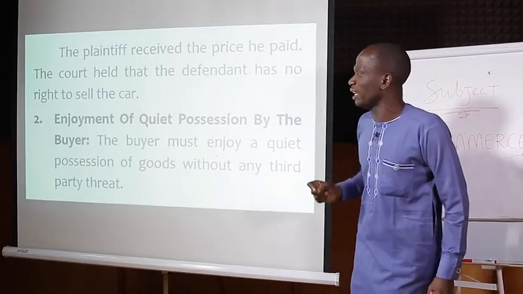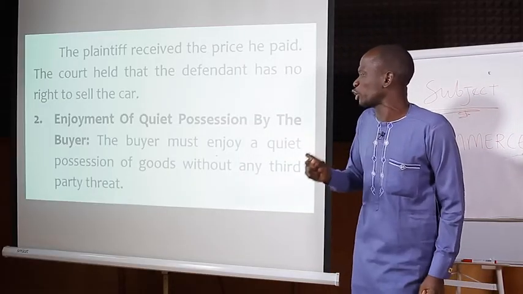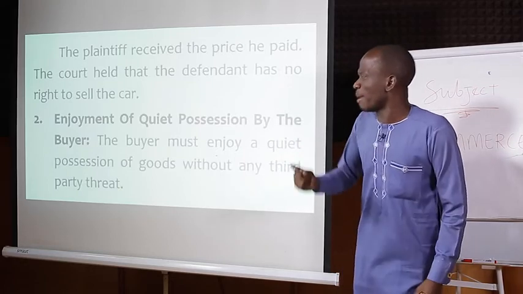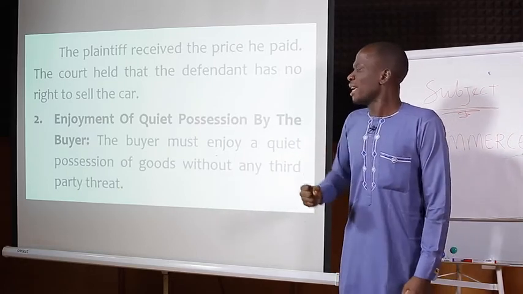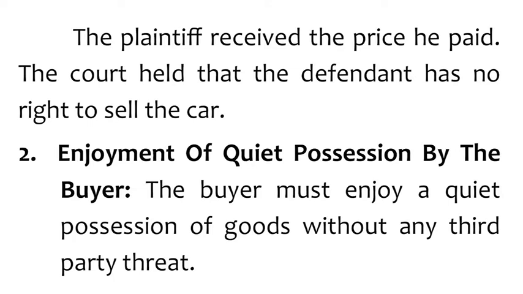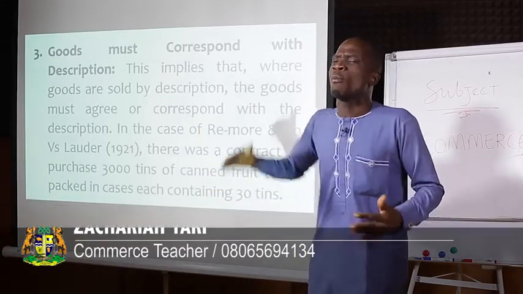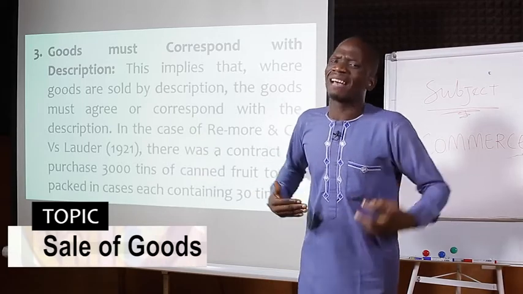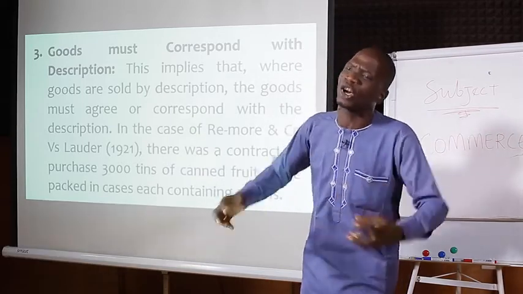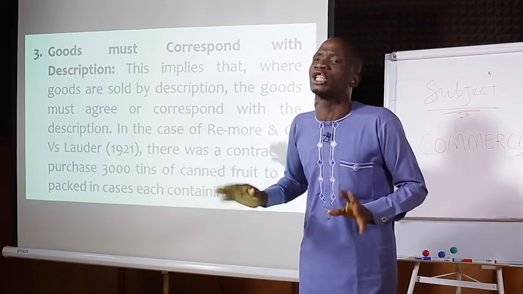The second provision is enjoyment of quiet possession by the buyer. The buyer must enjoy quiet possession of the good without any third-party interference. A buyer must enjoy the possession of what he has bought from the seller without any disturbance. It is indeed a provision. It is a law that guides it. Whenever you buy something from someone, as a buyer, you have a right to enjoy such goods without any disturbance by a third party.